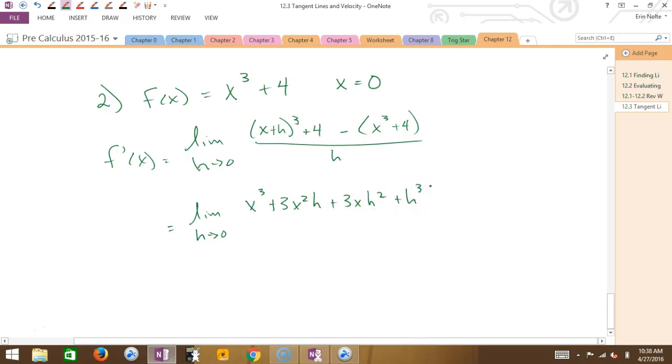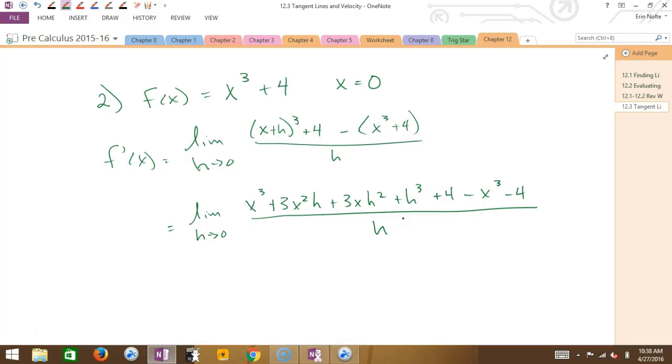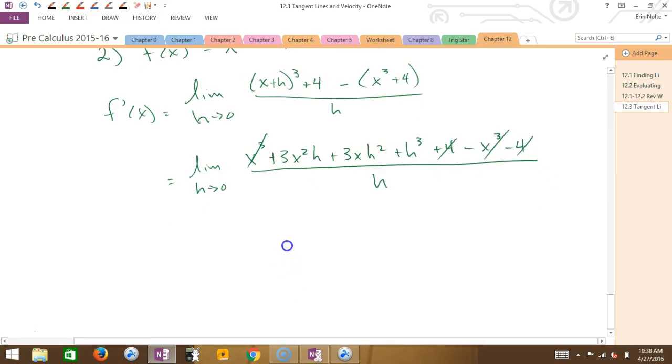So that's what that FOILs into. If you don't believe me, you can FOIL it out for yourself. I used Pascal's triangle. You learned it a while ago. I'm sure you'll never remember it again, but. So, x cubes cancel, 4's cancel. Everything left has an h.